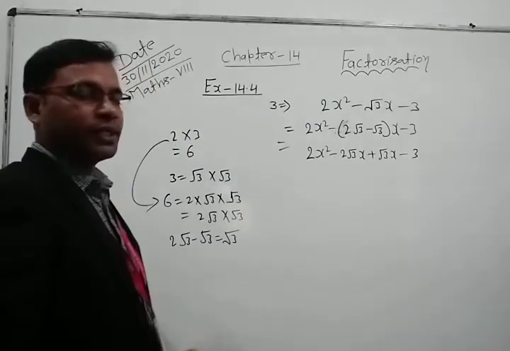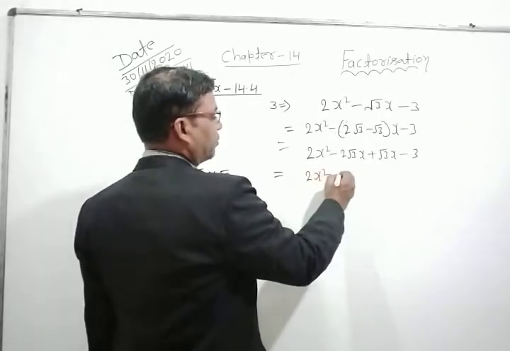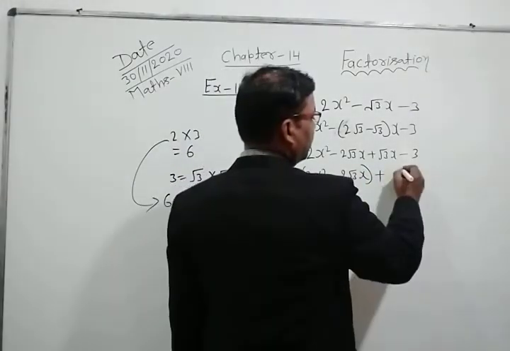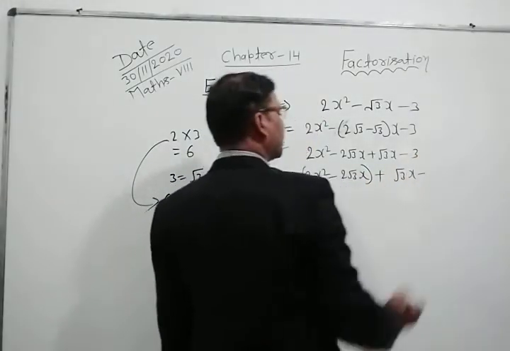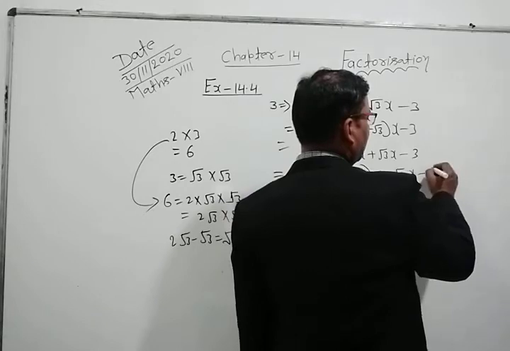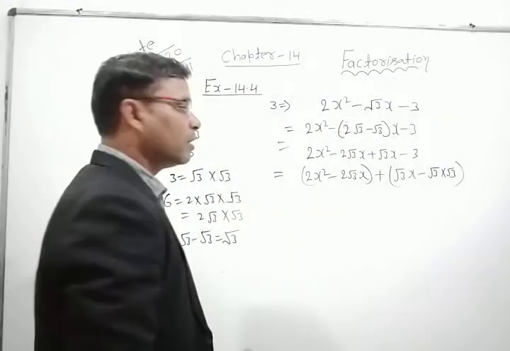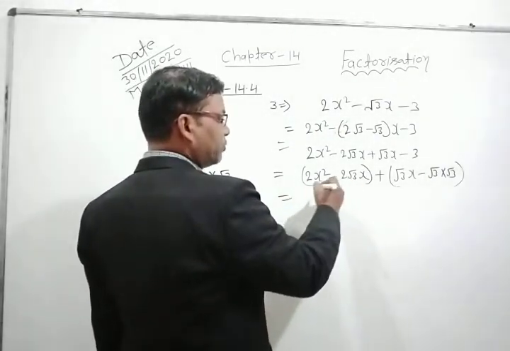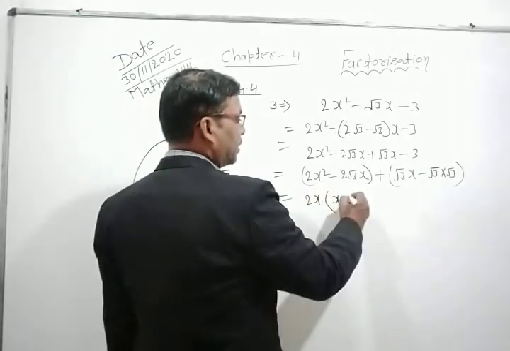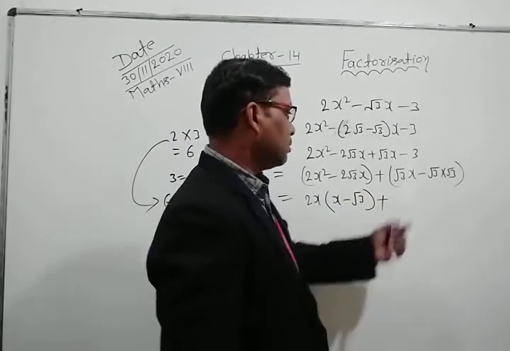After this, we are grouping it. In the first group you can write 2x square minus 2 root 3 x. In the second group you can write root 3 x minus 3, where 3 is equal to root 3 into root 3. So in place of 3 we write root 3 into root 3. This is clear? Now what is common in the first group? Obviously 2x is common. After taking 2x common, here we have x and here we have root 3.